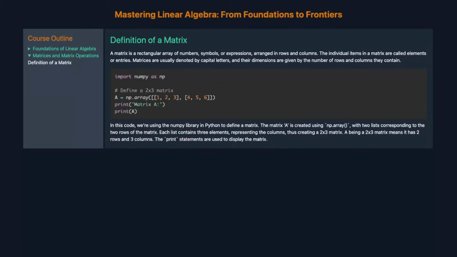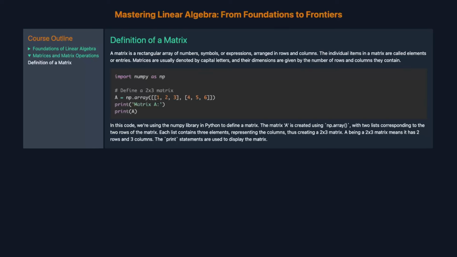Definition of a matrix. A matrix is a rectangular array of numbers, symbols, or expressions arranged in rows and columns. The individual items in a matrix are called elements or entries. Matrices are usually denoted by capital letters, and their dimensions are given by the number of rows and columns they contain. In this code, we're using the NumPy library in Python to define a matrix.